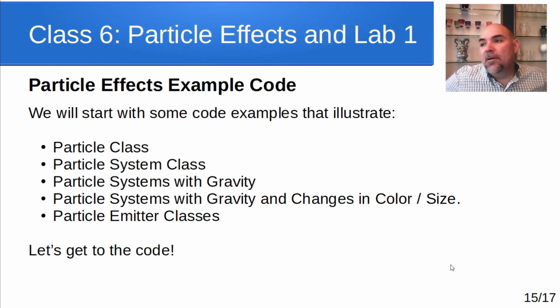Okay, so what we're going to do now is we're going to write some particle effects example code. We're going to start with a simple particle class. We're going to get some code working with that. We're going to then make a particle system out of it with another class. The particle system class is like a list of particles. The particle class is a single particle. And then from that, we're going to play around with adding some gravity to it, making it so that particles change color and size over time. And then we're going to move on and make a particle emitter class that we can then move around. And it internally will have a particle system inside of it, which in turn will have particles inside of that. All right, so let's go ahead and get to writing some code.